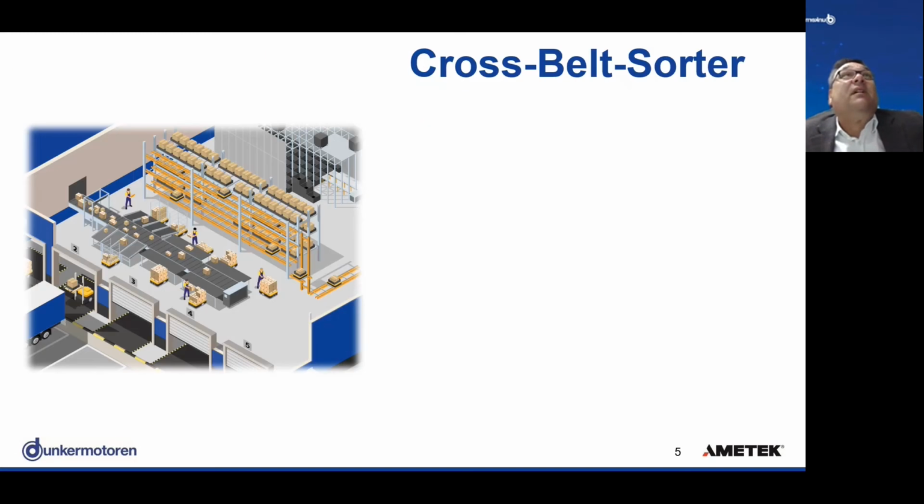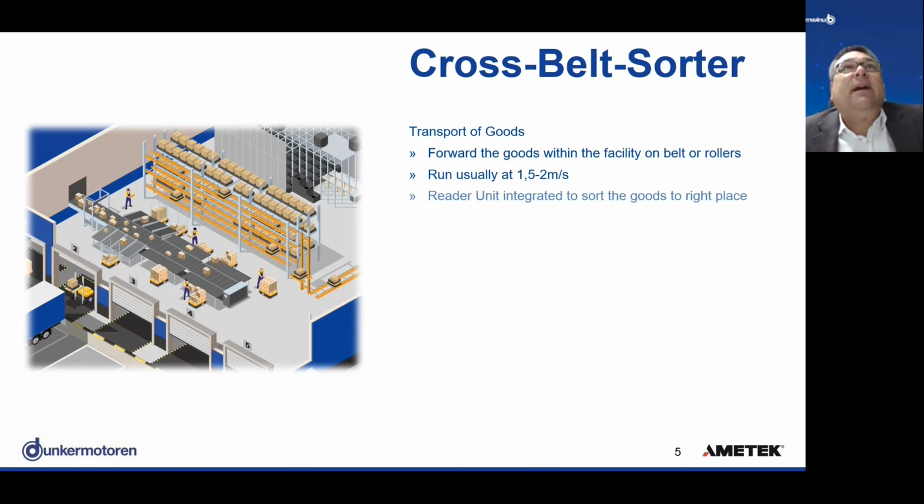So let's start with the cross-belt sorter. As I mentioned, they transport and sort out goods within the facility. So we have rollers which transport the goods, or belt systems which transport the goods. The goods are usually transported at a speed from 1.2 to 2, maybe even 2.5 meters per second. So rather quick, in order to have a high throughput.